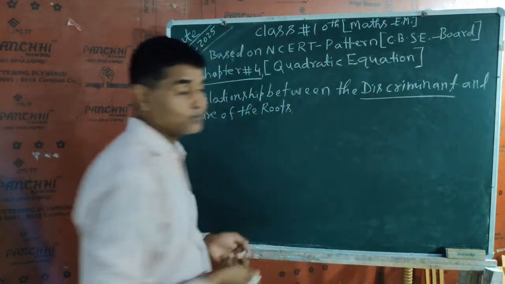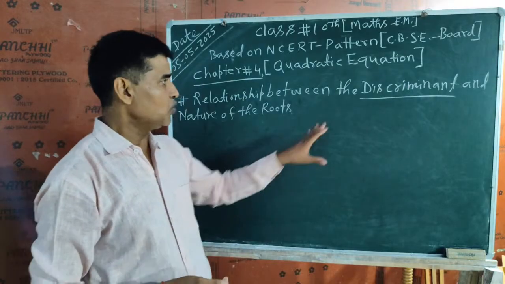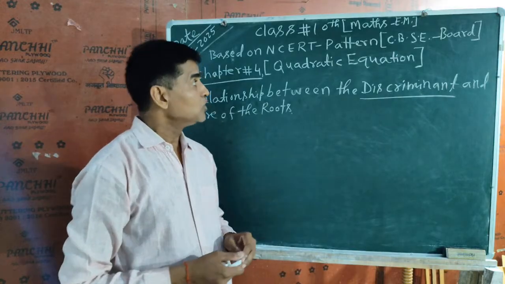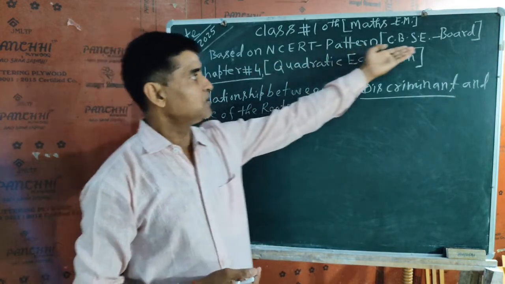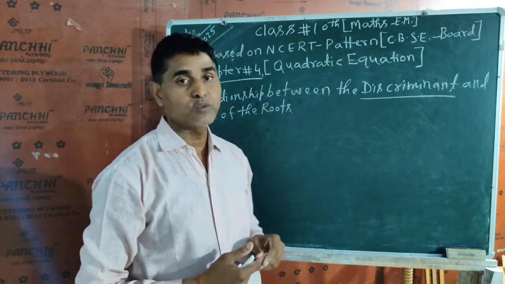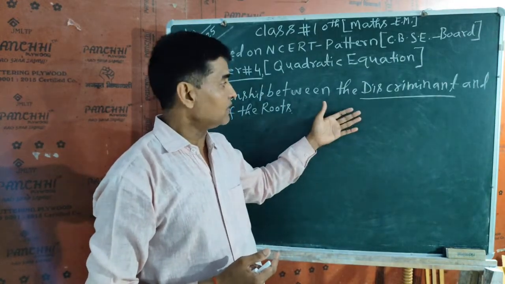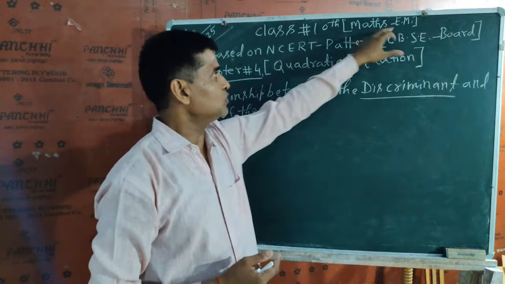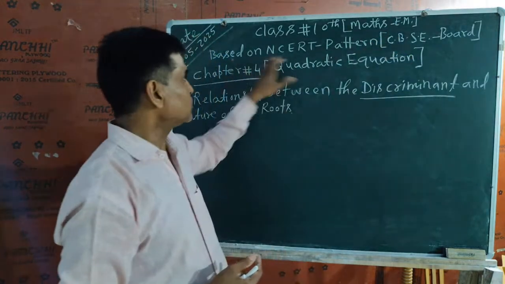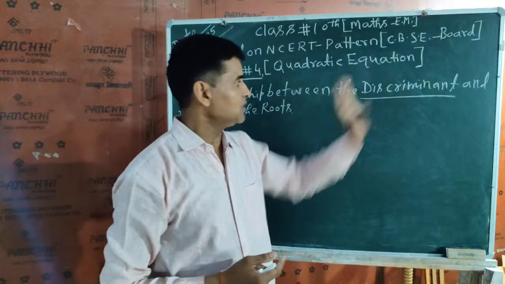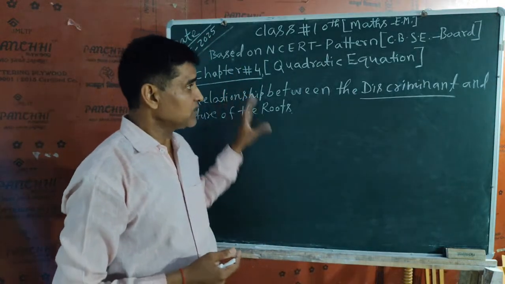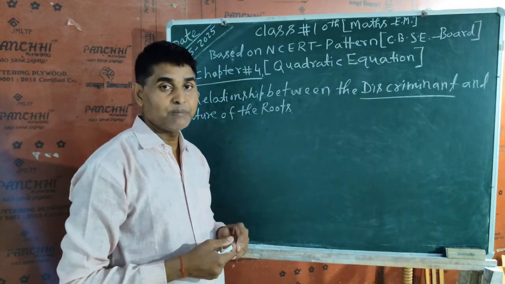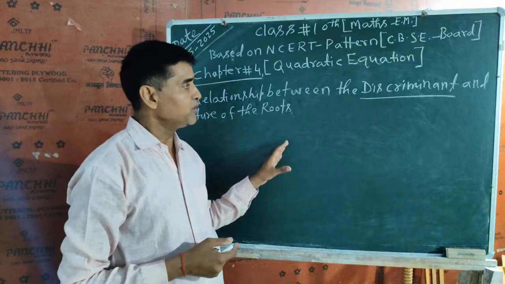Here I have to explain it in detail, because if you know it, you can obtain 2 marks in your board exam. The board exam can be CBSE board or high school board. Both students can obtain 2 marks from this topic. This is class 10th mathematics, which is English medium, and it is also based on NCERT pattern, that is CBSE board. This solution I am going to give in English medium, but sometimes I will also make it in Hindi medium, and also I will upload it in the video section.